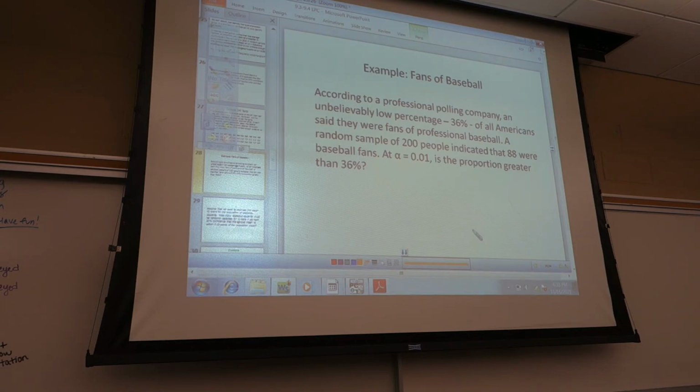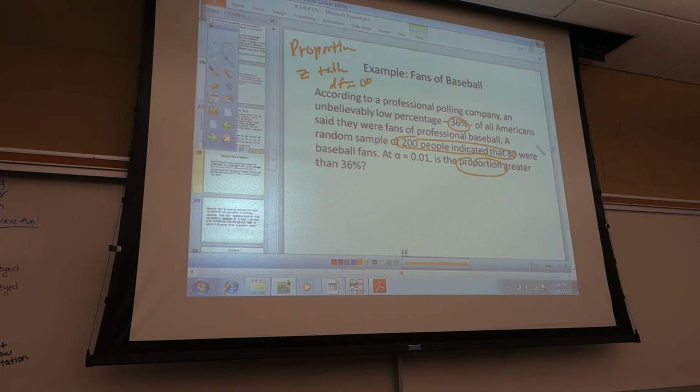Is it a proportion or a mean? Proportion. How do you know? 200. Yeah, there's 88 out of 200. There's a percentage. No word mean. Proportion as well. Is it going to be a Z table or a T table? Z. Easy peasy. So, Z table. So my degrees of freedom is going to be what? Infinity.